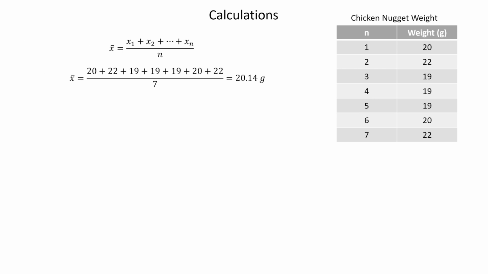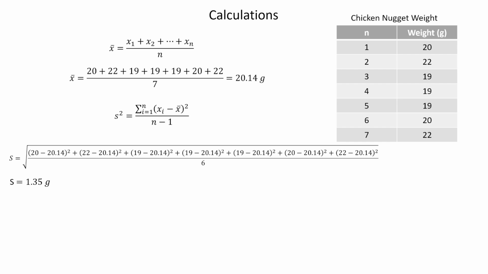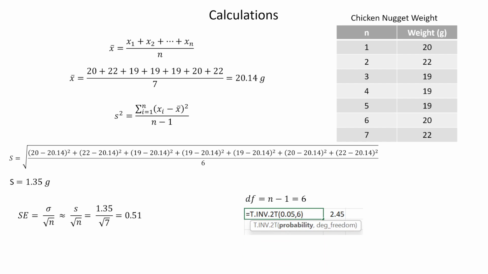First calculation is going to be calculating the sample mean, where we get 20.14 grams. Then we're going to calculate the standard deviation, which is just the square root of the variance, and we get 1.35 grams. And then using the standard deviation of the sample, we can approximate the standard error, which is 0.51. And then for the degrees of freedom, we'll have 6. And then for T-star, I simply plugged it into Excel in order to get a better value.